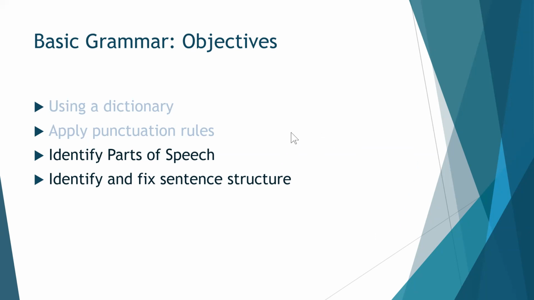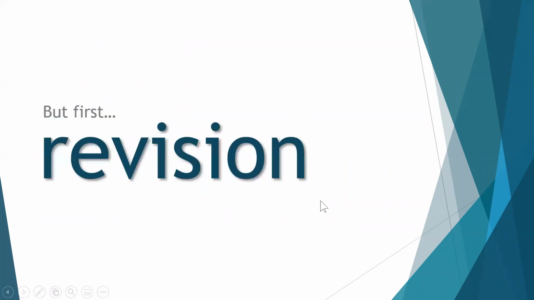Today we will talk about two things. We'll talk about parts of speech, which is an important part of English grammar, and we will talk about sentence structure, and we will briefly talk about what makes an English sentence work, and how to identify the parts of an English sentence. First, we will do some revision.